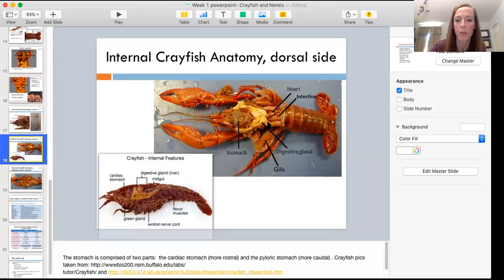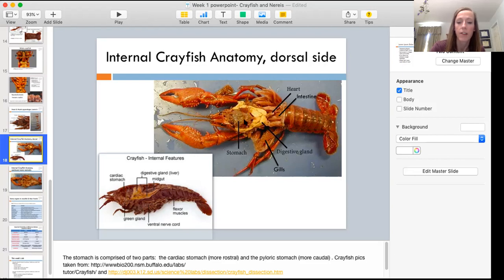So if you remove that carapace, like I said, there's going to be a lot of room taken up by the digestive glands. They're a pale yellowy, off-white color. And then just rostral to that, you'll see the stomach. And the stomach is actually made up of 2 different parts, the cardiac stomach and what we call the pyloric stomach. The cardiac stomach is more rostral, so it's towards the nose. The pyloric stomach is more caudal, more towards the tail.